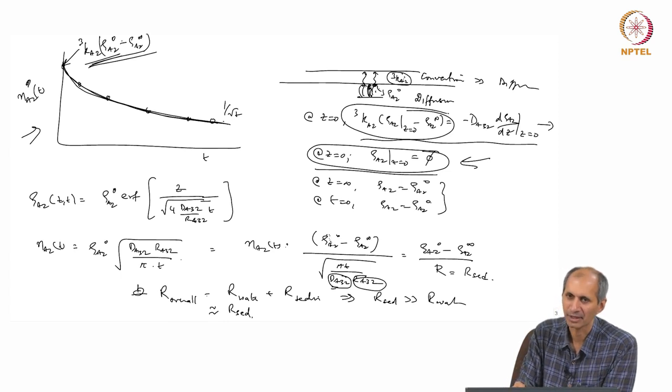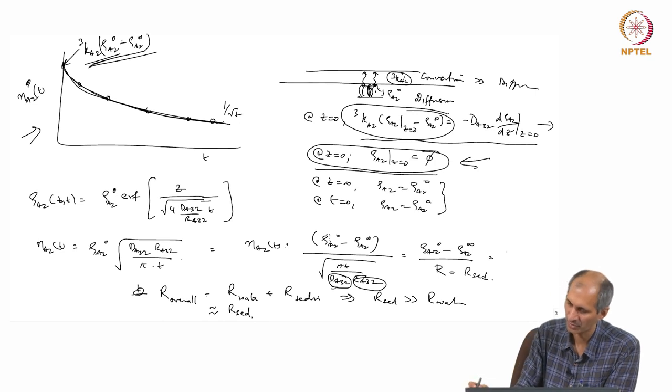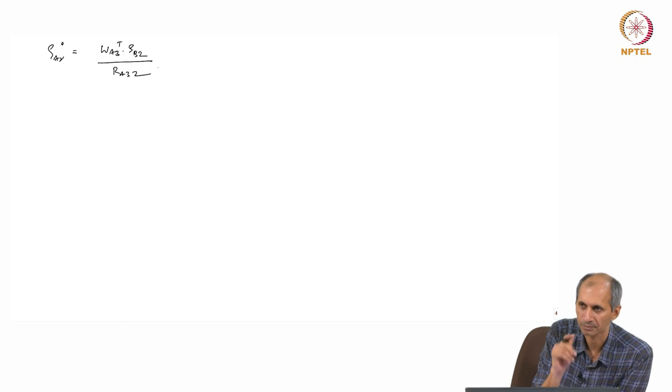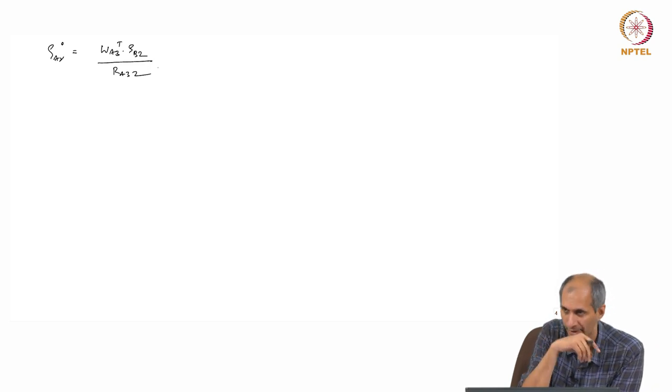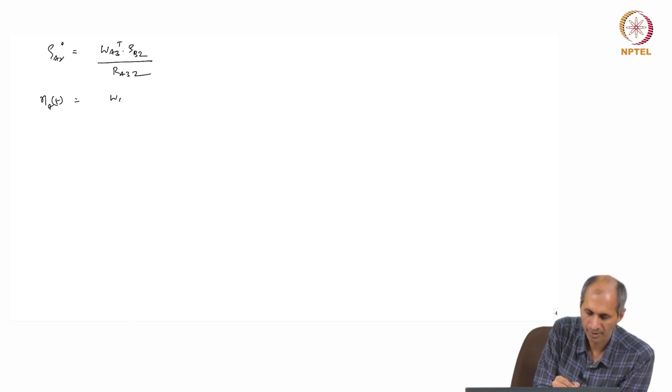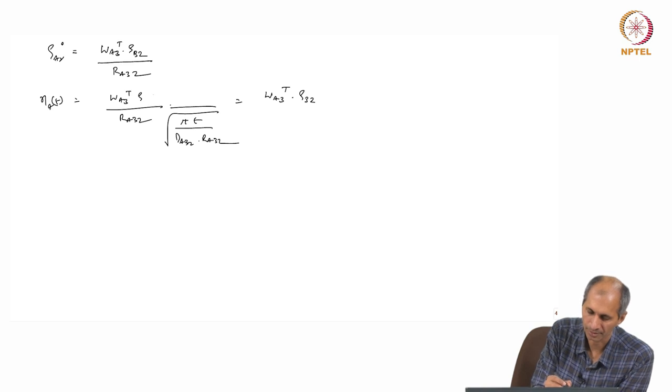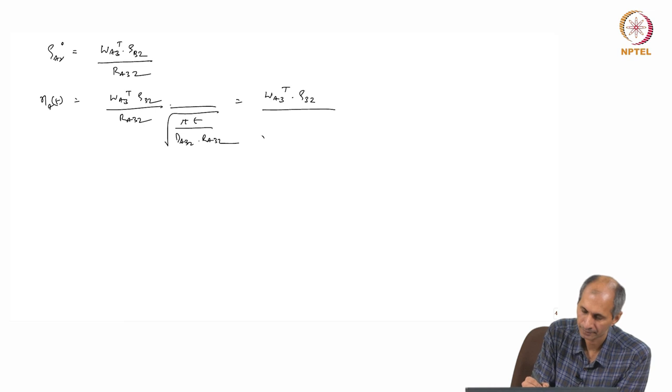But the R also appears in the numerator in the rho A to 0, you have to remember that. In the last class we had discussed that rho A to 0 is WA3T multiplied by rho 32 divided by RA32. Which means in the flux term, if you put this, it is WA3T rho A32 divided by RA32 into RA32 comes here. So, overall it becomes WA3, this is not rho, this is rho 32 divided by... so now it makes sense.